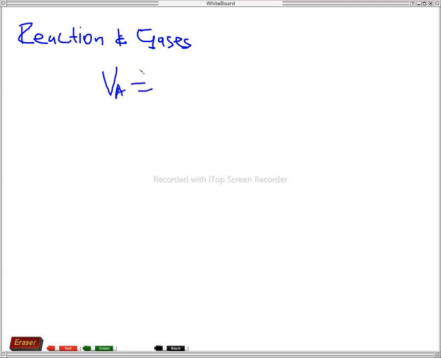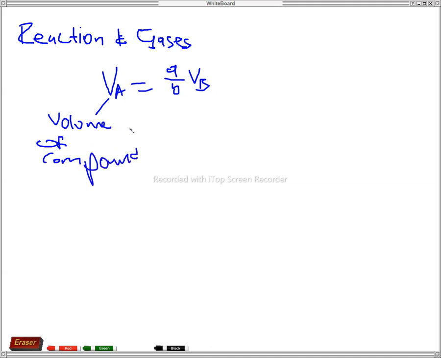Understand? So now I'm introducing a new formula where you have V_A over V_B equals a over b. V_A is the volume of compound A, and then V_B automatically is the volume of compound B. I'm not writing that in full. I guess you already know that.